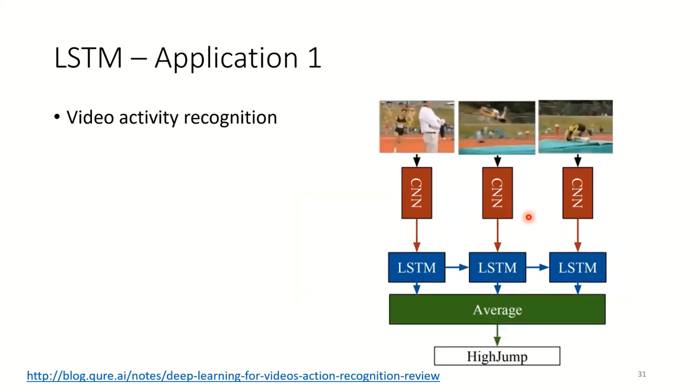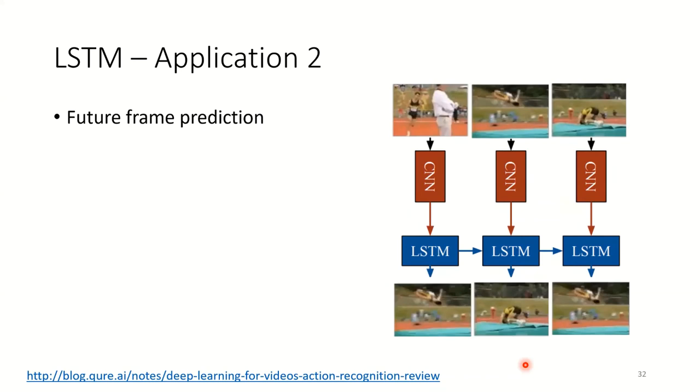So this is one more application, video activity recognition. I think we already talked about this. We have a sequence of frames. We use a CNN, extract features, and pass that to an LSTM. And if you just want to make a prediction, we just average predictions at each time step. So that's activity classification, that should be fine.